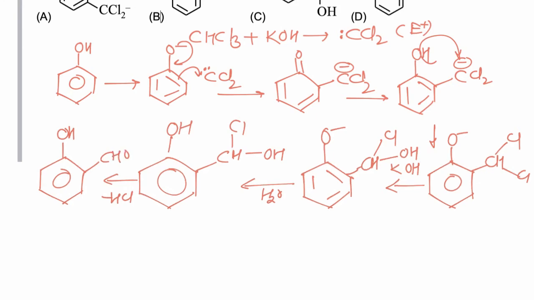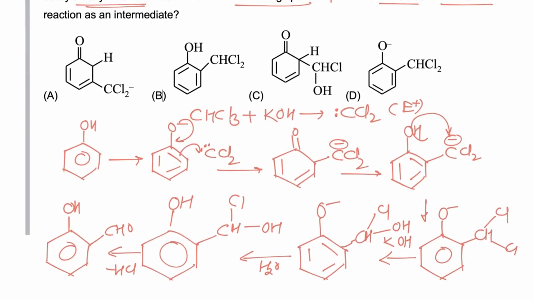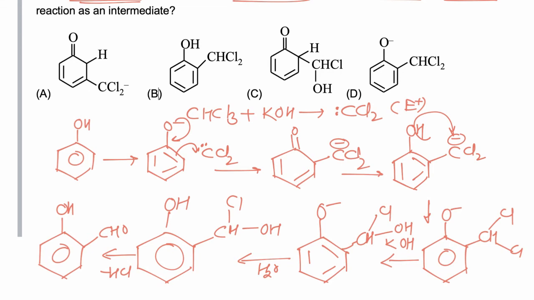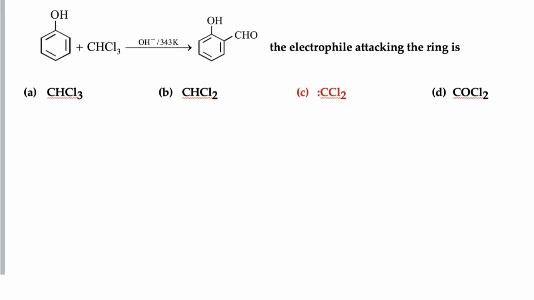Now if we compare, intermediate A is not formed during any of the steps, while B, this molecule, is formed during the reaction, the molecule of OH having CHCl2. Now this molecule is also formed, this is also formed, so A is not formed during the reaction, and hence the correct statement is A.